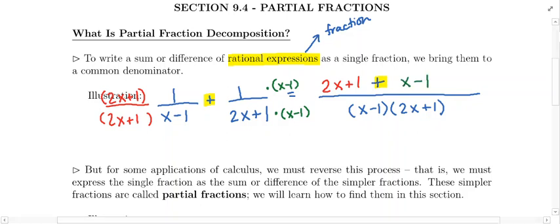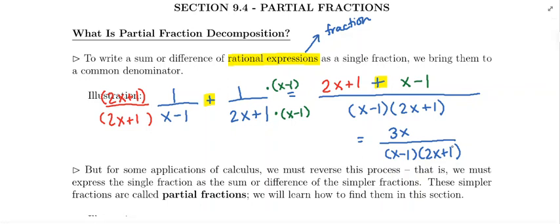Then you can simplify the numerator by adding like terms. 2x plus x gives you 3x, and 1 minus 1 cancels. So you get 3x over x minus 1 times 2x plus 1. This was just a refresher of what you've done in your math past: how to combine two fractions through addition or subtraction. You have to get that common denominator. That's what we're used to, taking two fractions that we're adding or subtracting and combining them into one.